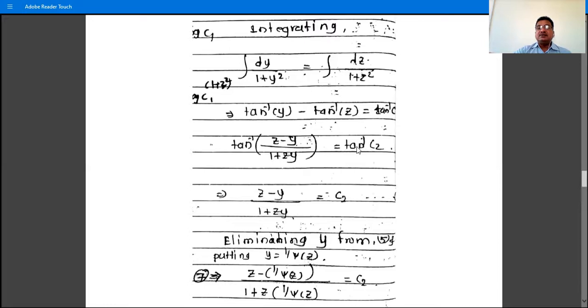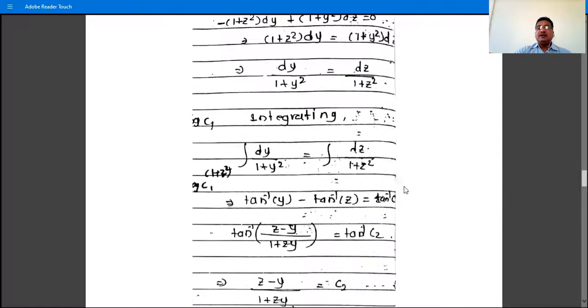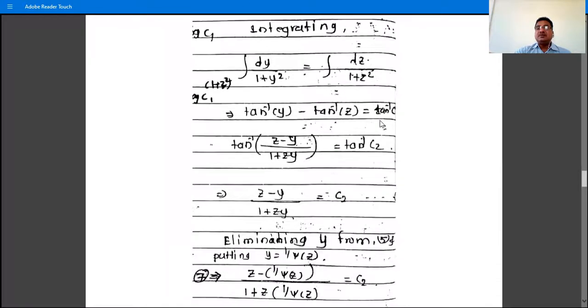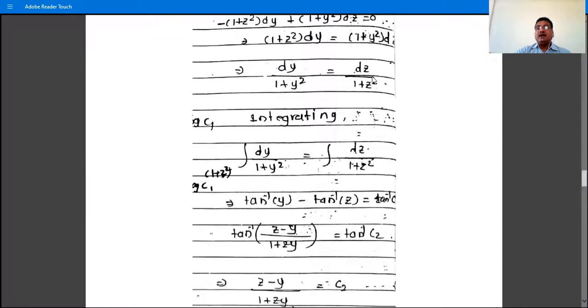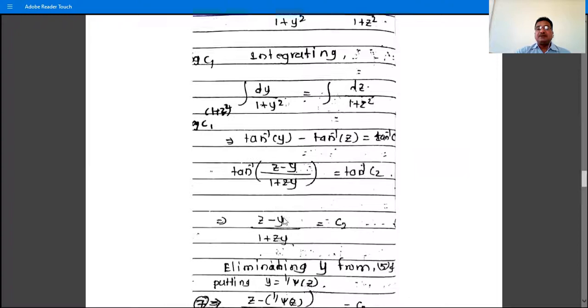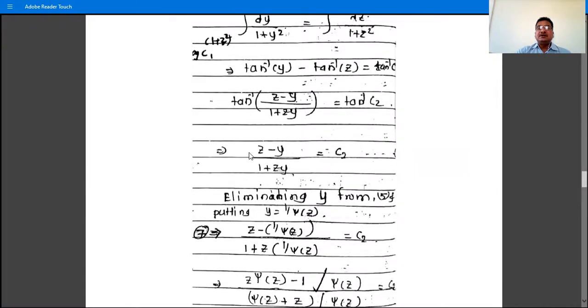Then cancel the tan inverse on both sides. This tan inverse C2 is the constant of integration. First adjust the constant C1 and then add the constant C2. So tan inverse C2 is the constant of integration. Then cancel the tan inverse on both sides. We have (z minus y) or (y minus z) divided by 1 plus z into y is equal to C2.